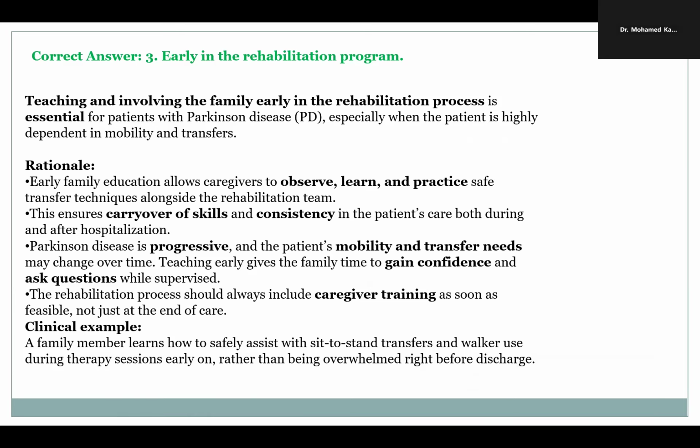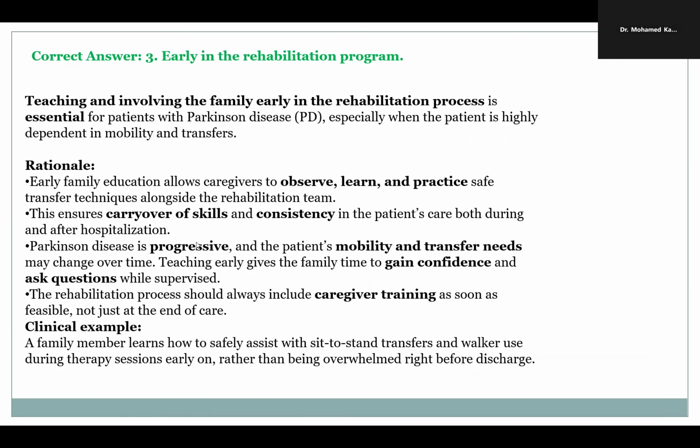So, to make sure that these safe transfer techniques, alongside the rehabilitation team, will be carried on later on during the home stay. Okay, so if the family feels that they have had enough learning and practice, they can carry over these skills.